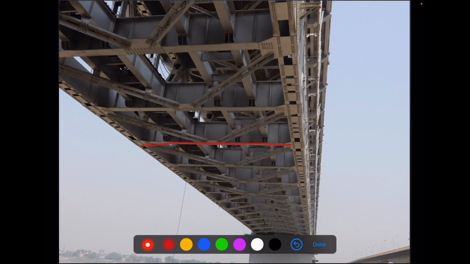Again, I will draw it. This is one K. This is another K, right? This is another K. So like this, we have K-type bracings. So K-type bracings have been provided. What else is visible? We can see the bolts. We can see these gusset plates.